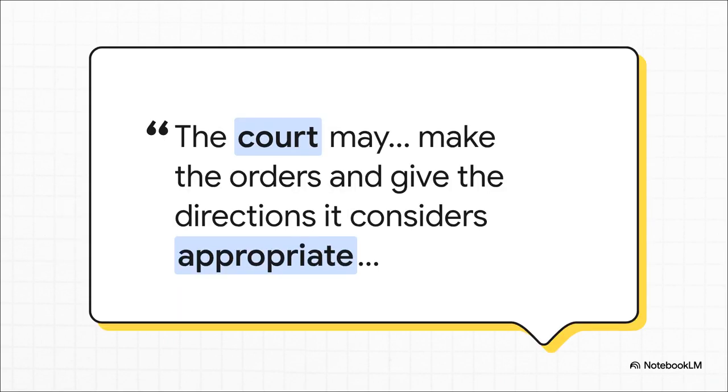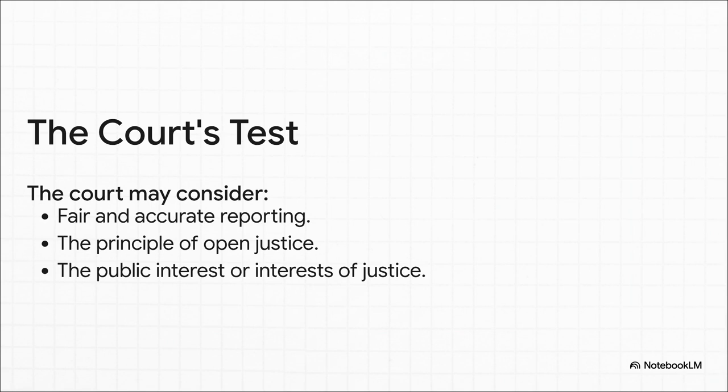So once that application is filed, what happens? Well, Subrule 4 of Rule 448C gives the court a massive amount of discretion. It's not a simple yes or no. The court can grant full access, deny it completely, or do what it often does, grant access but with strict conditions, like saying you can see it but you can't publish it. So how does the court decide? It's not just a gut feeling. Rule 448C, Subrule 5, tells us what the court is thinking about. It's performing a balancing act. It's weighing up big ideas like fair reporting and the principle of open justice against other factors, and ultimately asking, is granting access here in the public interest or in the broader interests of justice?